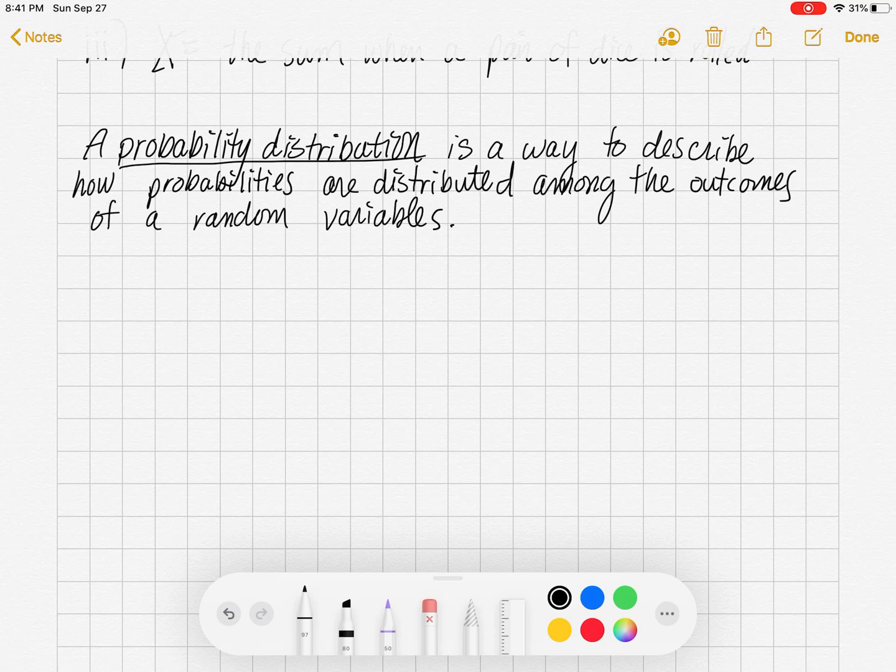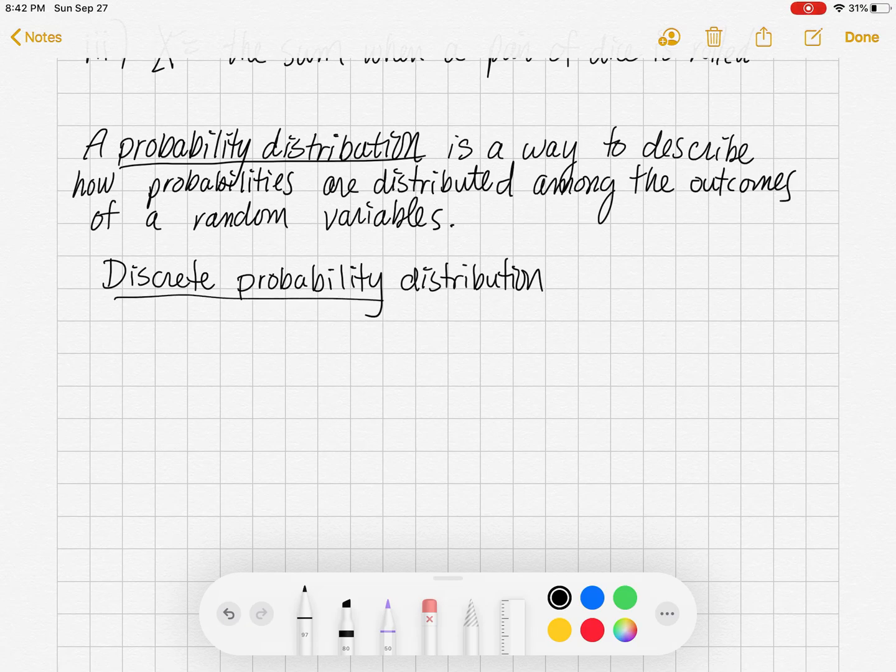So we're going to describe how probabilities are distributed among the outcomes of a random variable. When we're talking about a discrete probability distribution, remember the outcomes are only going to be counting values. For a discrete probability distribution, we often use tables, like a chart, or sometimes graphs.